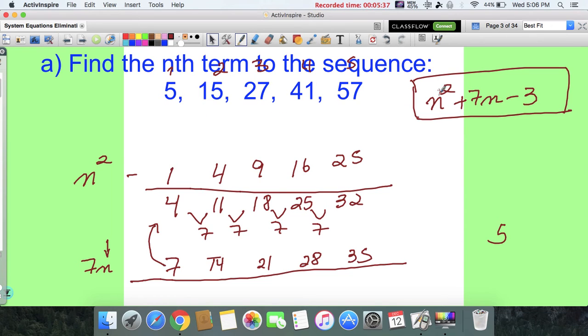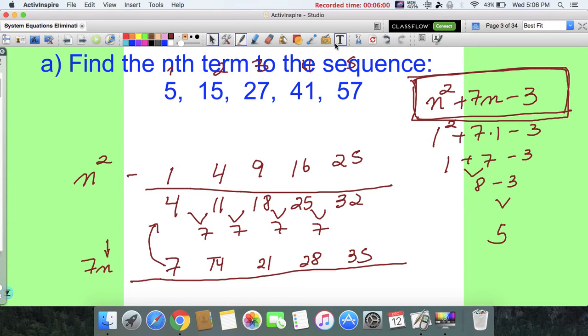So if I substitute, I get 1 squared plus 7 times 1 minus 3. 1 squared is just 1. 7 times 1 is 7 minus 3. 1 plus 7 is 8 minus 3 is 5. So therefore, it's correct. You can substitute again with another number just to double check, but eventually you'll find out that this is the sequence.